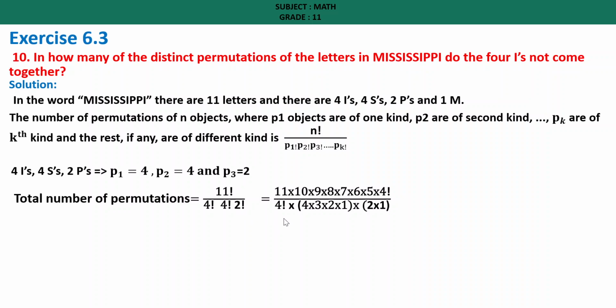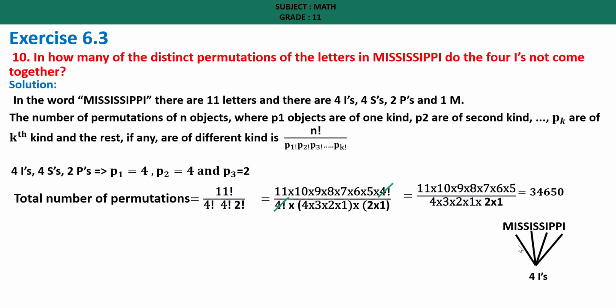That is 11 into 10 into 9 into 8 into 7 into 6 into 5 into 4 factorial divided by 4 factorial, 4 into 3 into 2 into 1 into 2 into 1. Okay. So we are cancelling 4 factorial, 4 factorial and we are writing the remaining. After cancelling we are going to get 34,650.